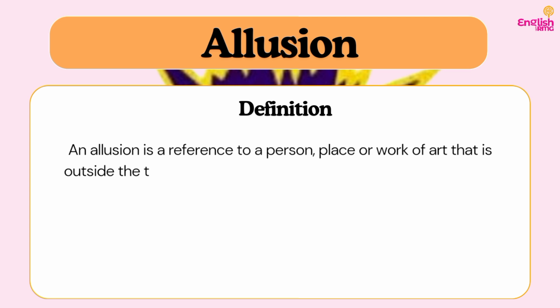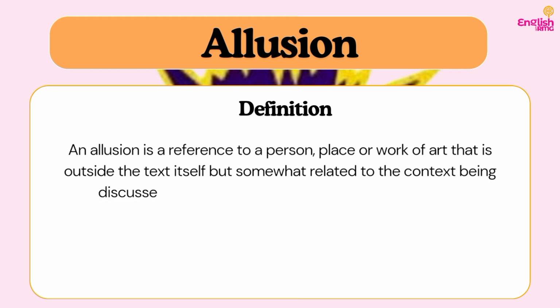What is an allusion? An allusion is a reference to a person, place, or work of art that is outside the text itself, but somewhat related to the context being discussed in the text to enrich the meaning of the text. So what do I mean by that? When we talk about allusion, it is a form of what? A figure of speech. And figures of speech are often used in what? In literary text, mostly. But it is also good that you use it in your other forms of writing, such as your essays and your composition.